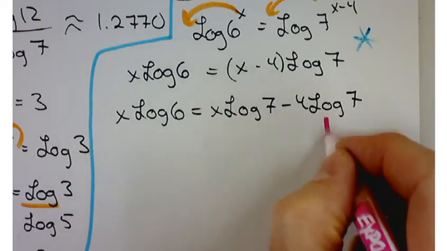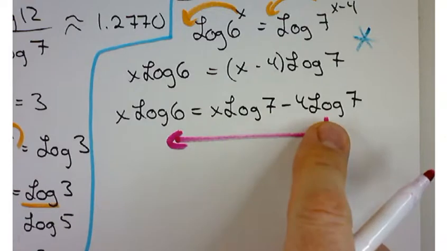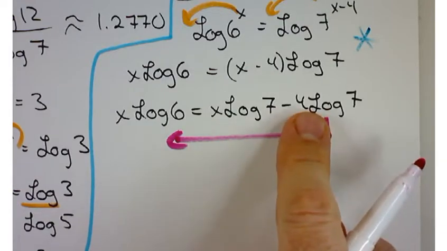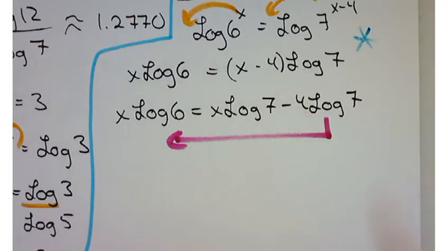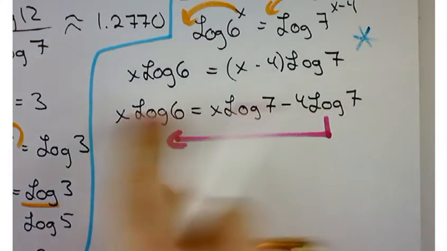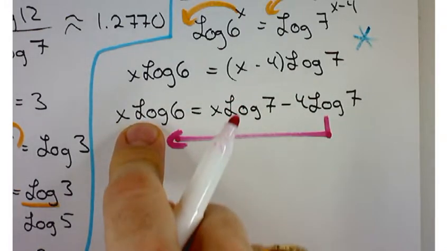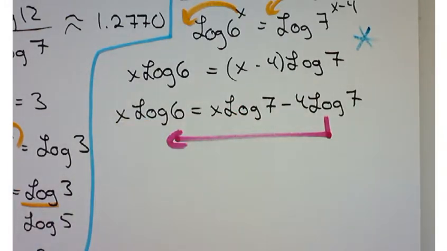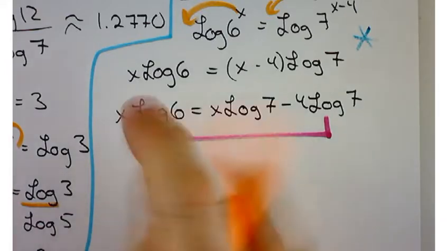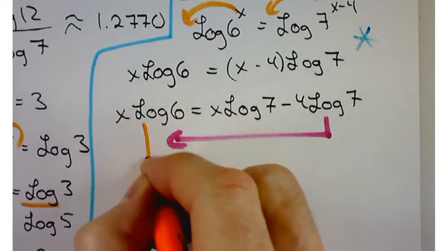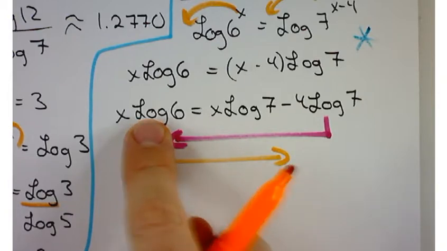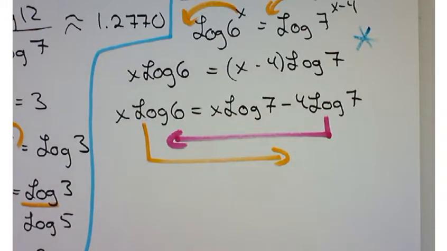I'm going to move this over here because when something changes sides, what else changes? Its signs, right? And the nice thing is that when it changes signs, it's going to become a positive. So I like that. Now, the other thing that I got to do is get the x's on one side, and that'll be this side. So I'm going to move this term over to here. And again, when it changes sides, it changes signs.